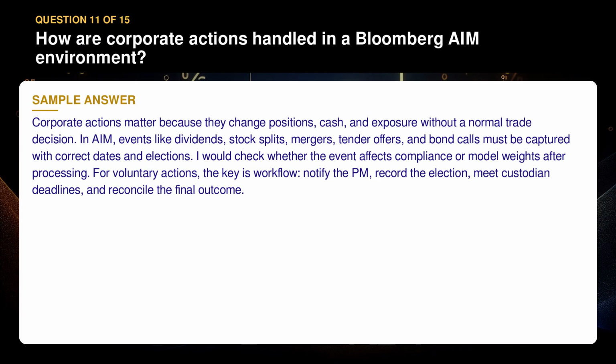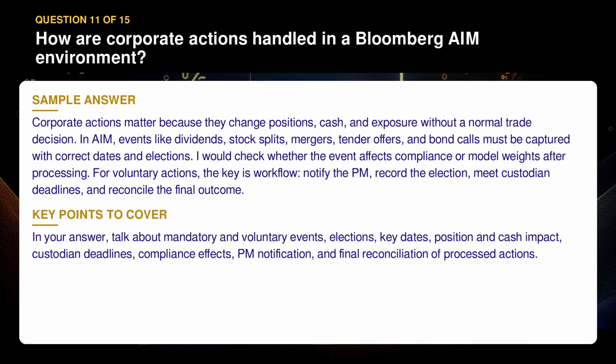For voluntary actions, the key is workflow. Notify the PM, record the election, meet custodian deadlines, and reconcile the final outcome. In your answer, talk about mandatory and voluntary events, elections, key dates, position and cash impact, custodian deadlines, compliance effects, PM notification, and final reconciliation of processed actions.